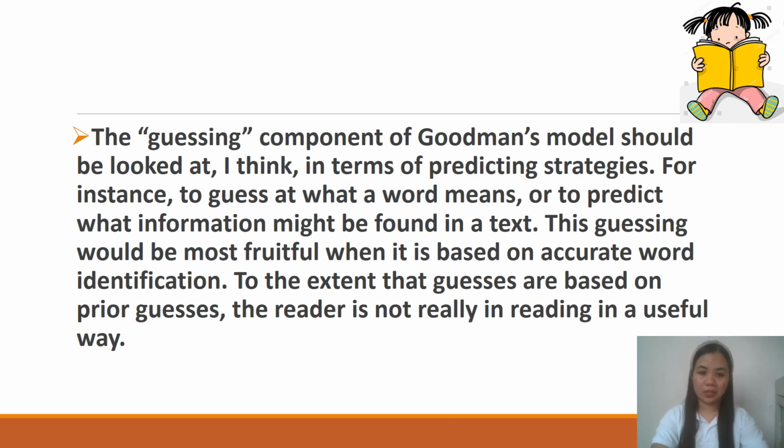The guessing component of Goodman's model should be looked at, I think, in terms of predicting strategies, for instance, to guess at what a word means or to predict what information might be found in a text. This guessing would be most fruitful when it is based on accurate word identification. To the extent that guesses are based on prior guesses, the reader is not really reading in a useful way. There seems to be a strong argument for the initial emphasis on decoding.